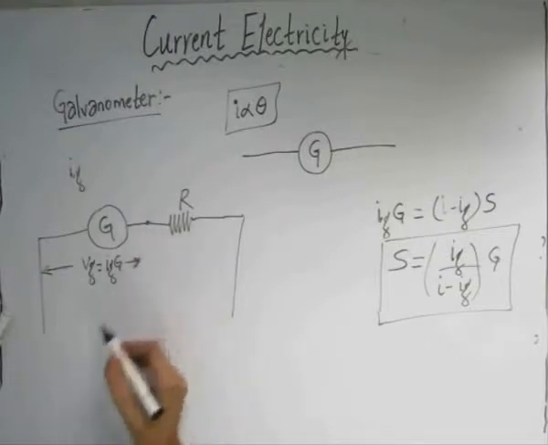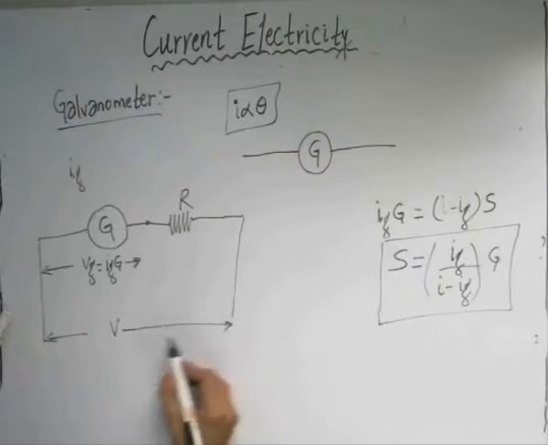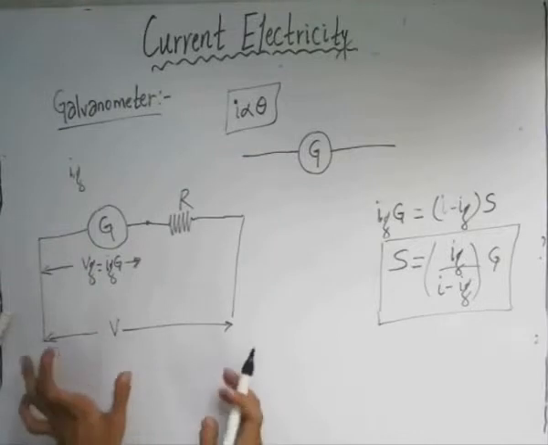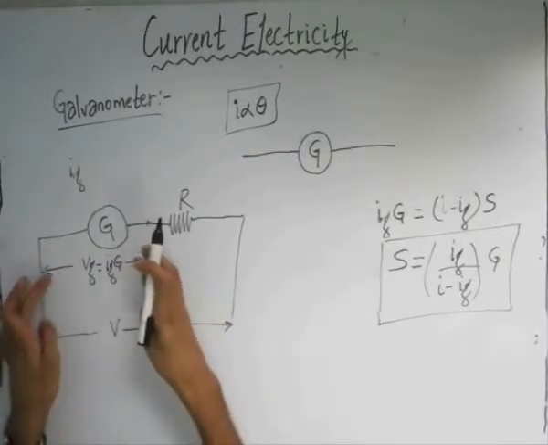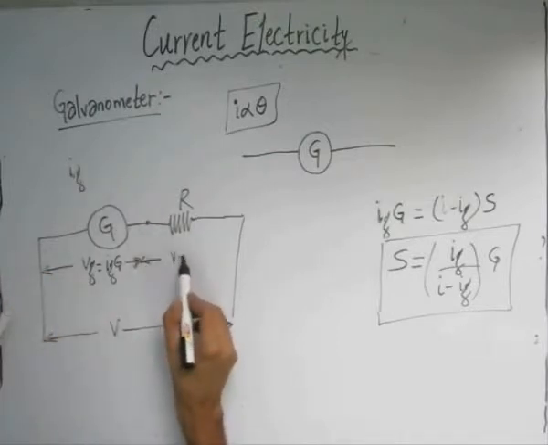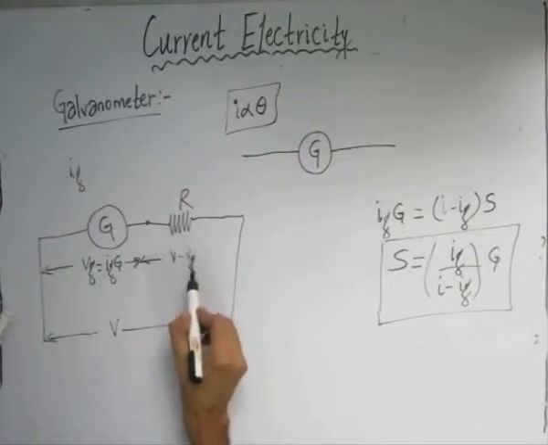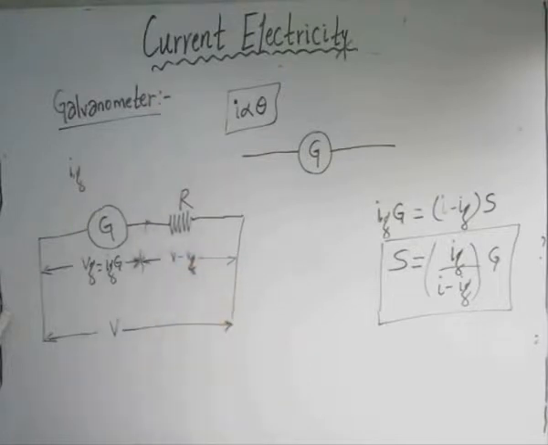Suppose we need to increase the value of the potential that has to be measured by the galvanometer. So suppose the increased range for the potential is V volts. V is the total potential across the points, and Vg is the potential across the galvanometer. So across this point we will have a potential of V minus Vg. This is the potential across the resistor R, the external resistance, which has a very large value.